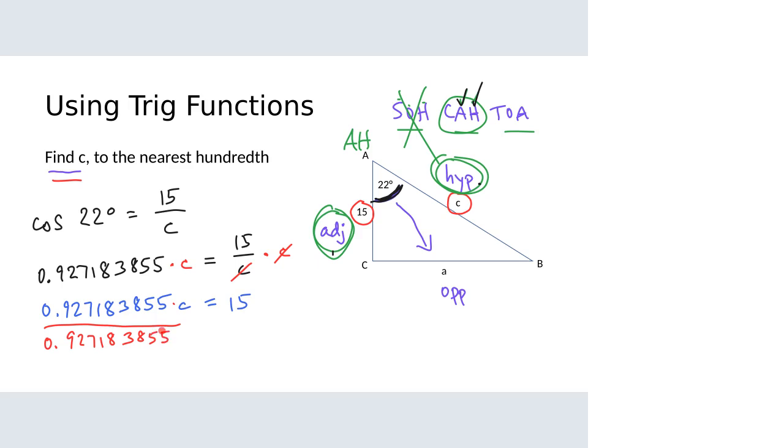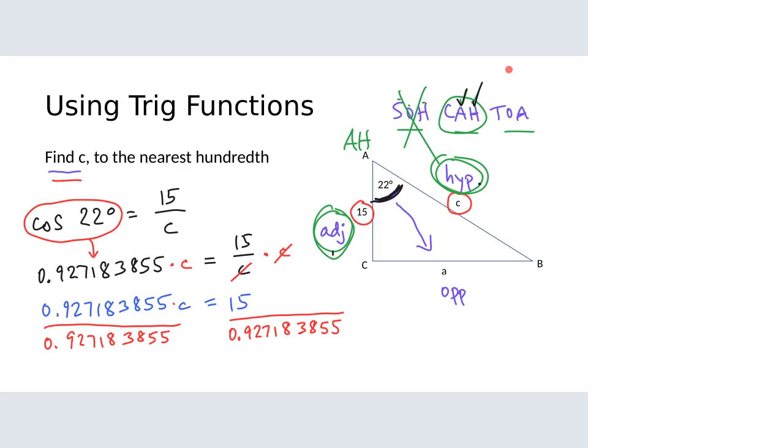If I divide by that on the left, oh, that's the cosine of 22 degrees. That's where the decimal came from. So we used our calculator to find the cosine of 22 degrees. If I divide by that really long decimal on the left, I also have to divide by that really long decimal on the right. And that's why we have to write it down, so that we can do 15 divided by 0.92718 3855.